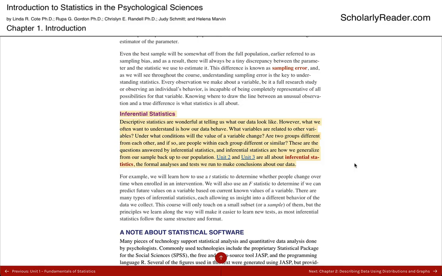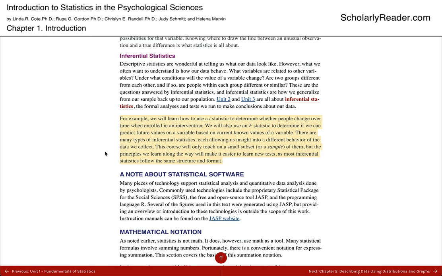Unit 2 and Unit 3 are all about inferential statistics, the formal analyses and tests we run to make conclusions about our data. For example, we will learn how to use a t-statistic to determine whether people change over time when enrolled in an intervention. We will also use an f-statistic to determine if we can predict future values on a variable based on current known values of a variable. There are many types of inferential statistics, each allowing us insight into a different behavior of the data we collect. This course will only touch on a small subset or sample of them, but the principles we learn along the way will make it easier to learn new tests, as most inferential statistics follow the same structure and format.